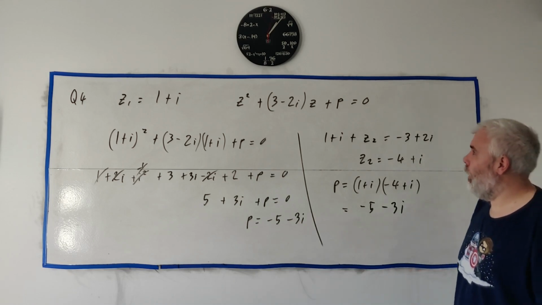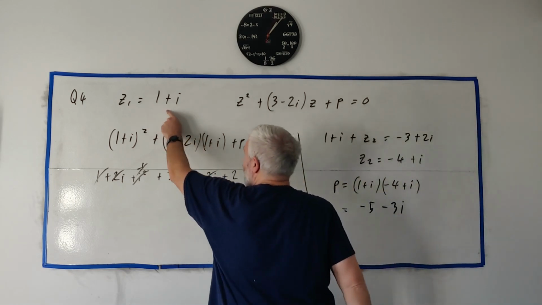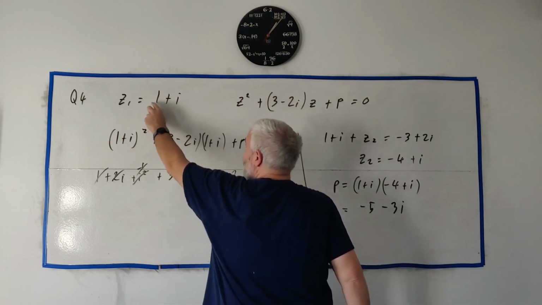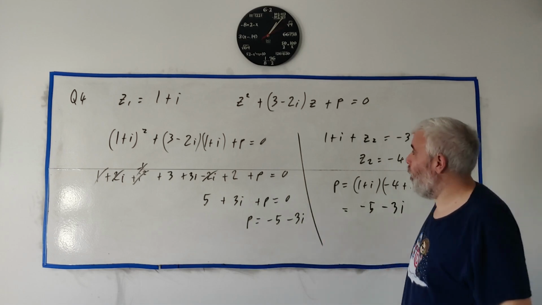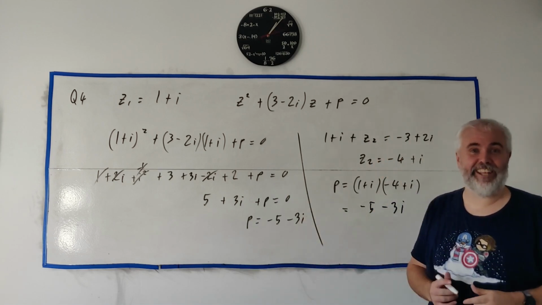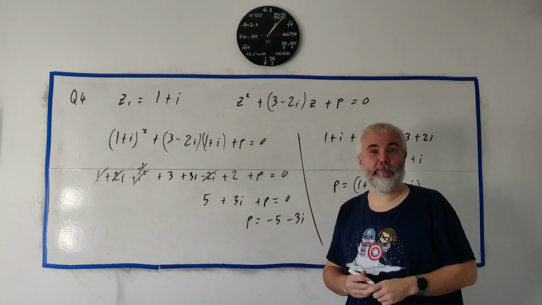Other ways, we could turn this into a factor, z minus this, and divide it into that. That's another complicated way. We should get the same answer anyway. Let me clean this off and we'll do part B.